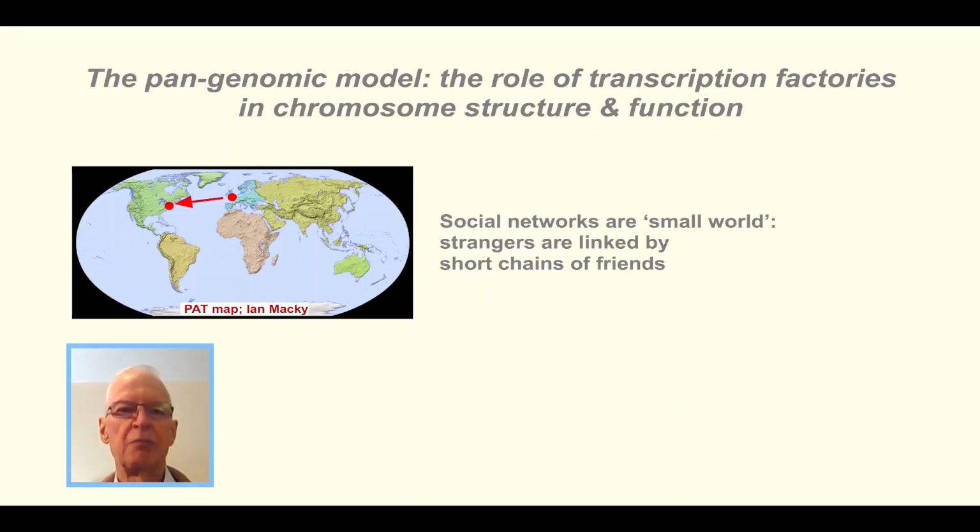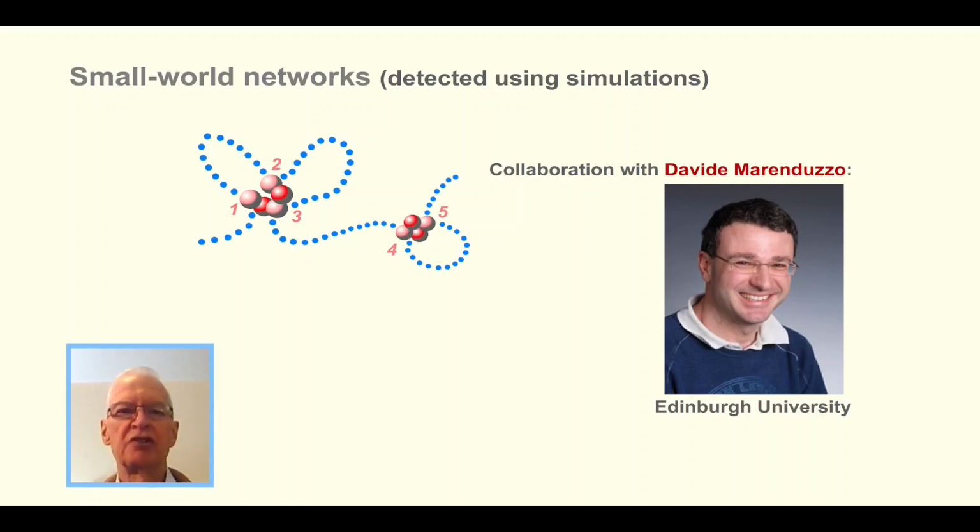I might know somebody in New York who knows somebody else in Australia who knows another person in China who in turn knows me. This network might overlap with another that all share an interest in a particular football club. I'm now going to describe some small world networks detected using simulations through a collaboration.